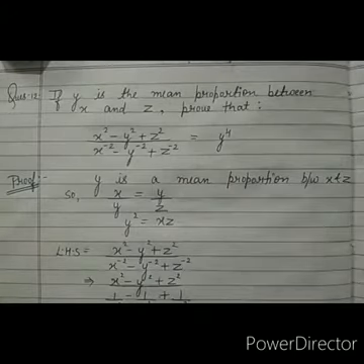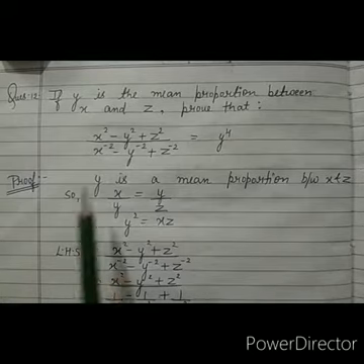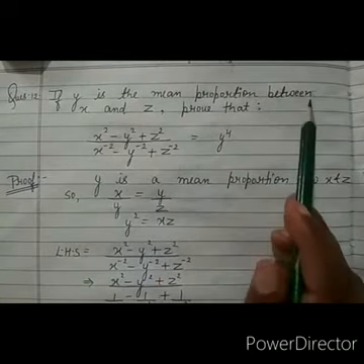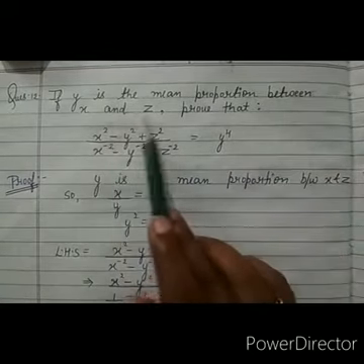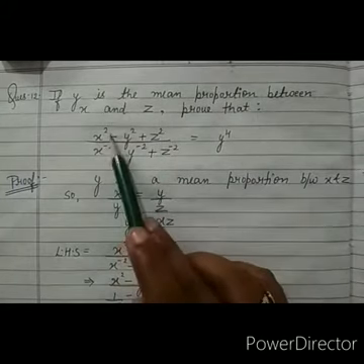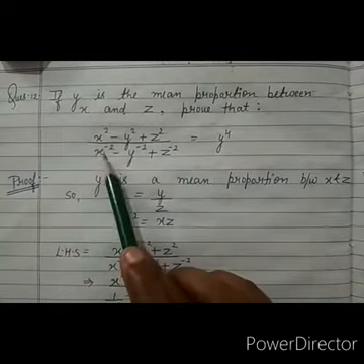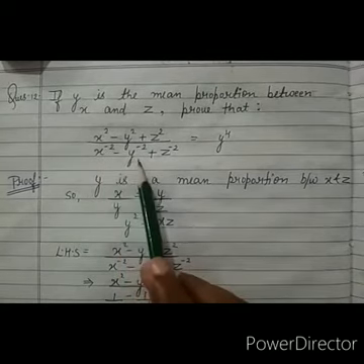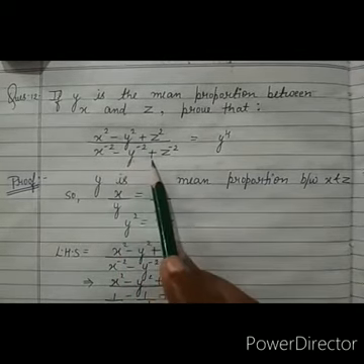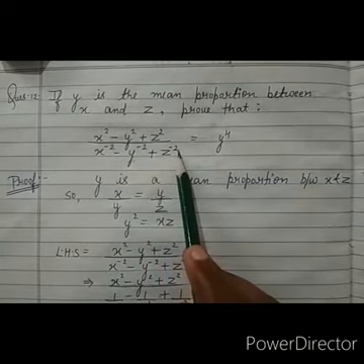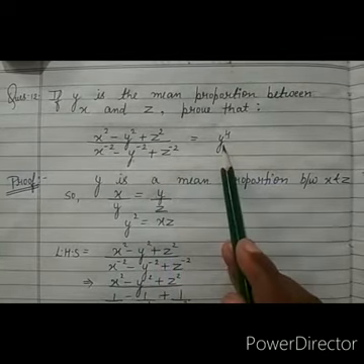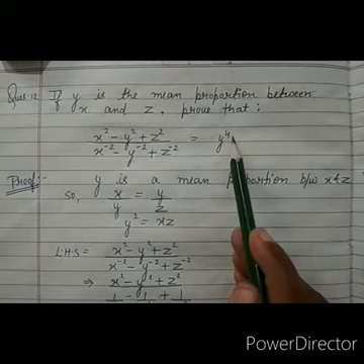Now the next question is question number 12. If y is the mean proportion between x and z, prove that (x² − y² + z²) upon (x^−2 − y^−2 + z^−2) is equal to y⁴.